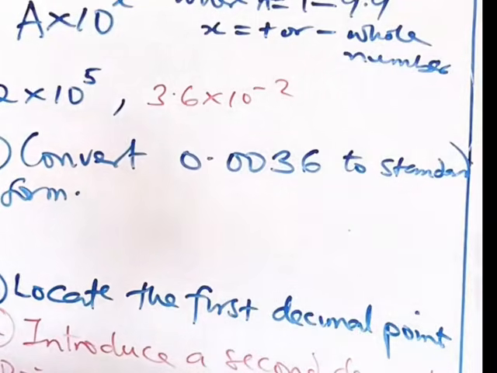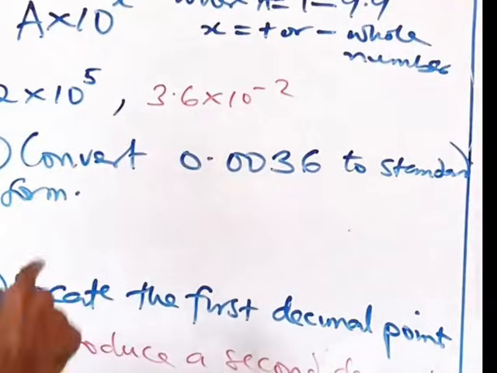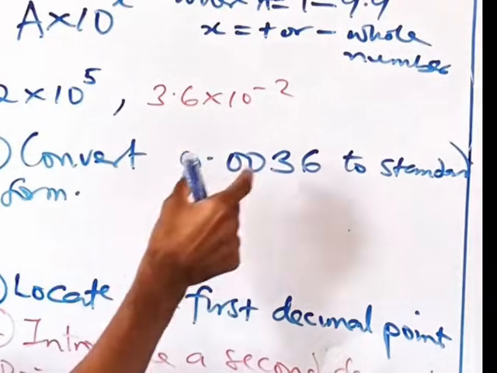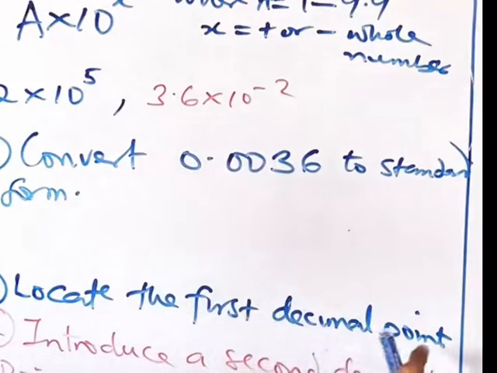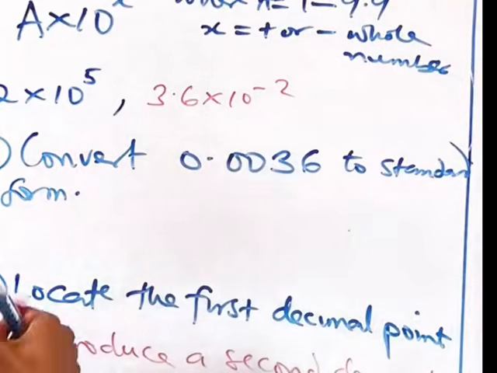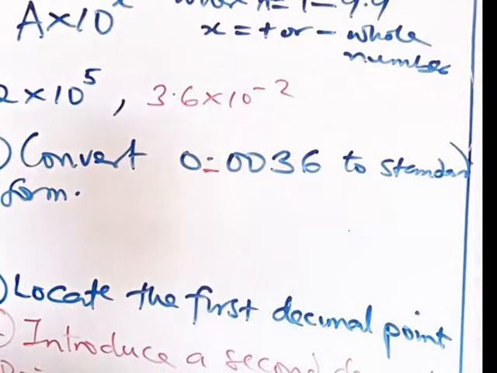Now let's apply these 4 rules to solve this question. Convert this to standard form. So the first thing I need to do is to locate the first decimal point. What's the first decimal point here? This is the first decimal point.